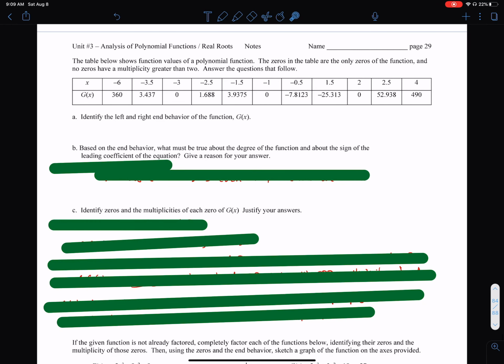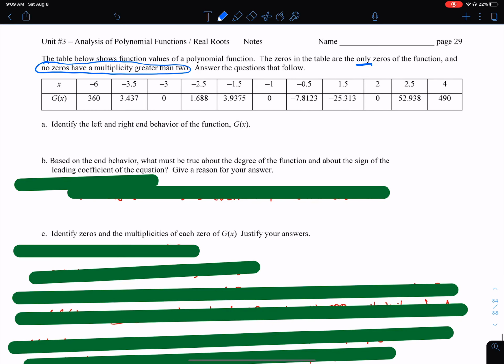Similar problem. Table below shows the function values of the polynomial. The zeros in the table are the only zeros. That's important. Only zeros that are going to happen are in the table. No zeros have a multiplicity greater than 2. Well, that sounds like that's pretty important. So the most multiplicity you could have is 2. Answer the following questions. Well, let's identify what some of these zeros are. I would do this before I tried to answer any question.